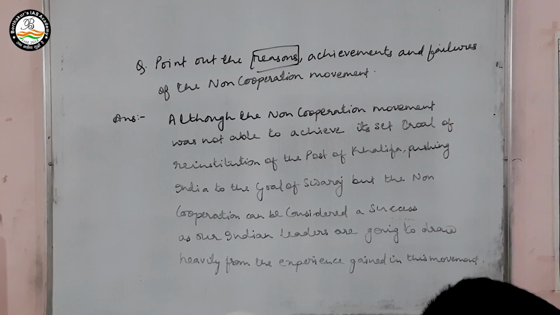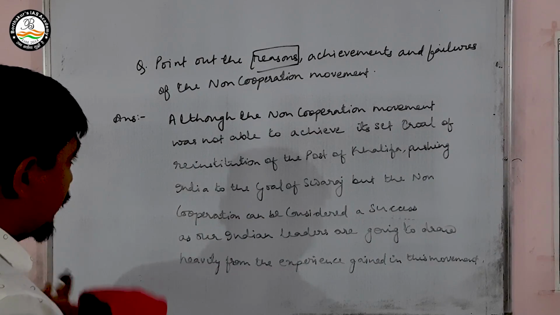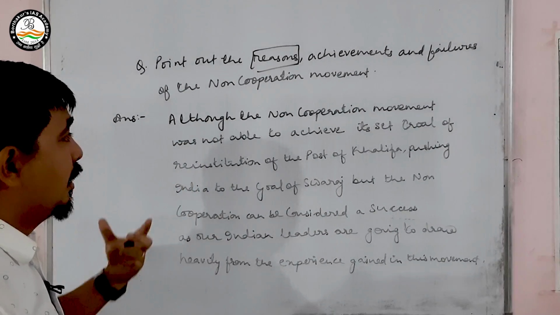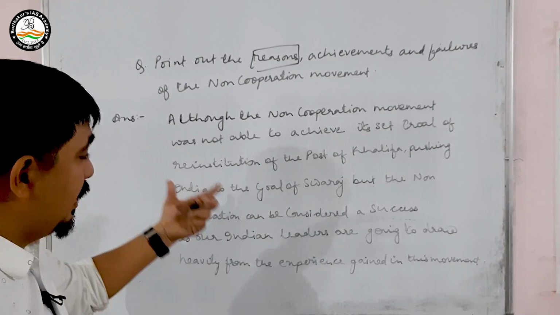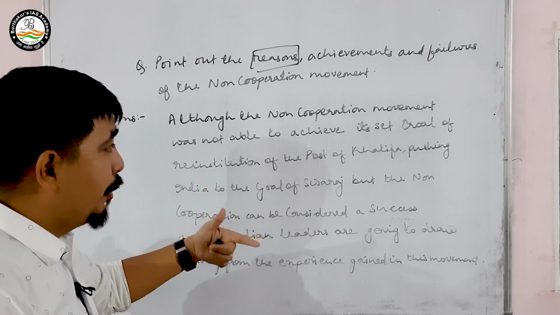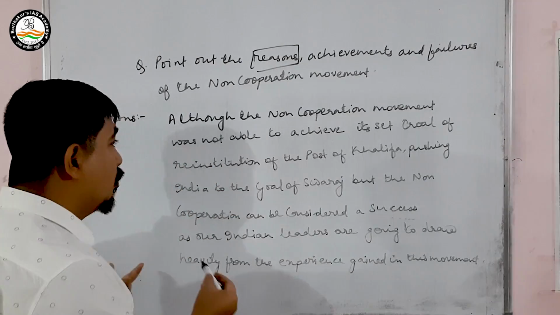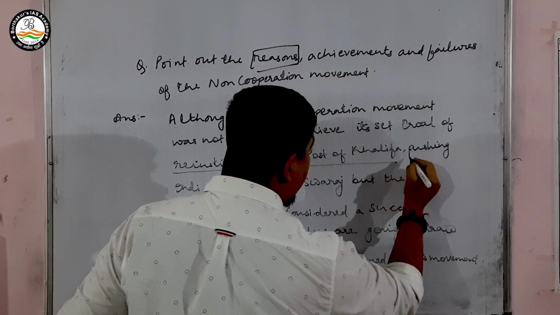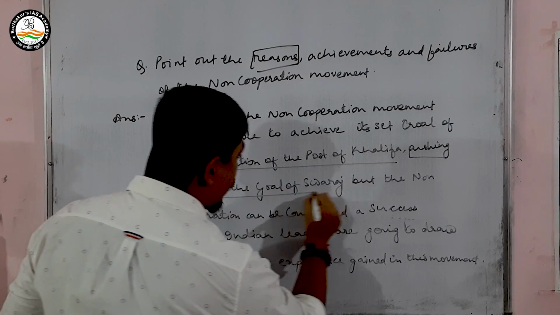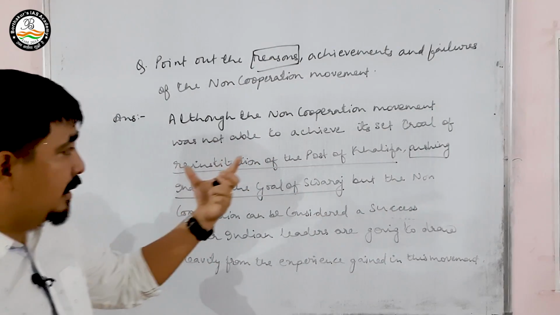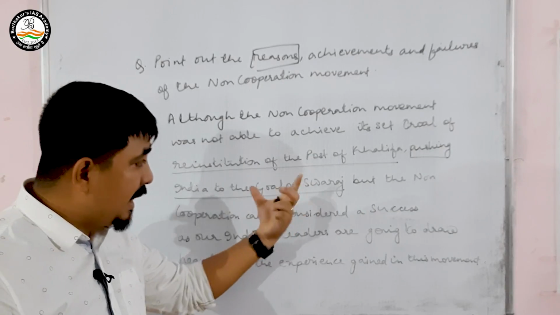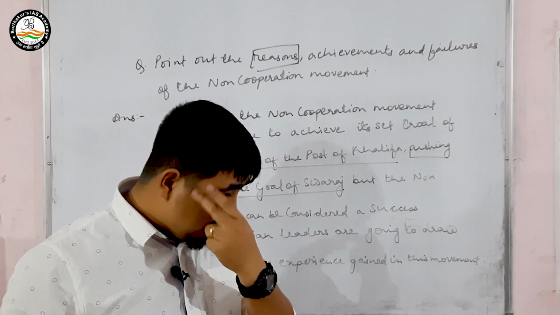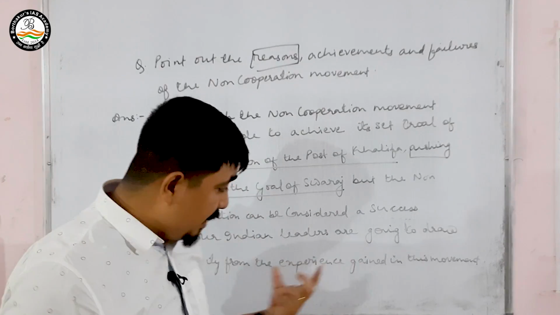Okay, so this is how you should write a conclusion. The question is not asking what the goal of the non-cooperation movement was, but in this conclusion part I have pointed out its goals. The main goals were the reinstitution of the post of Khalifa and pushing India to the goal of Swaraj. Although it was not able to achieve these objectives, nonetheless this movement is very important. Why? Because our Indian leaders are going to draw heavily from it.